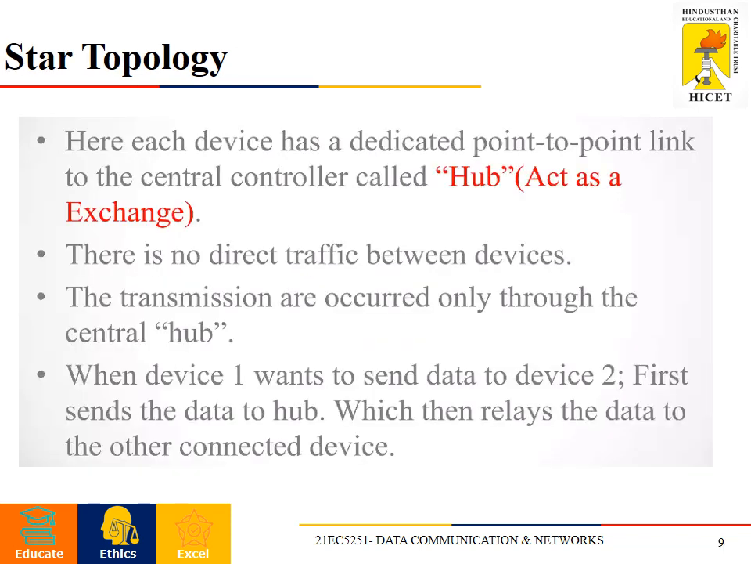The next topology is a star. Here, each device has a dedicated point-to-point link to the central controller called hub. There is no direct traffic between the devices. The transmission occurs only through the central hub. When device 1 wants to send data to device 2, it first sends the data to the hub, which then relays the data to the other connected device.